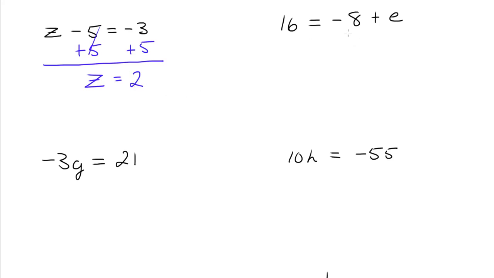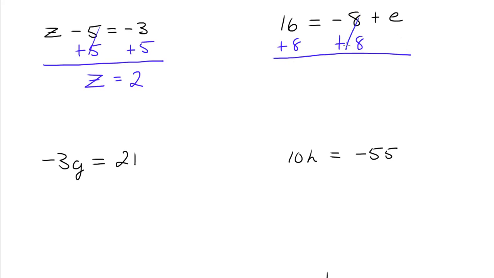16 equals negative 8 plus e. In order to isolate e, I need to get rid of negative 8. Remember, in these, some students get confused because of this plus sign. They think they have to subtract. But really, what you have to pay attention to is the sign in front of the term you're trying to get rid of. So this is a negative 8, and the way that I eliminate a negative 8 is by adding 8 to both sides.